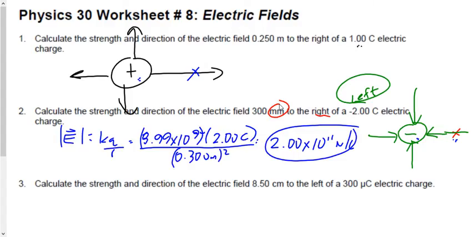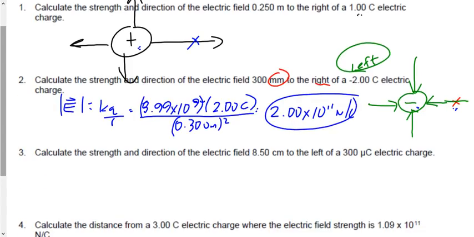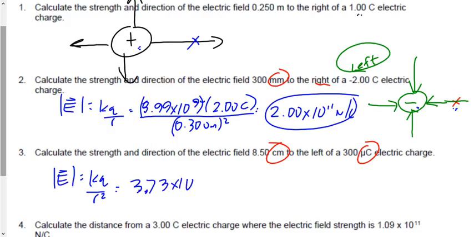Okay, let's take a look at number 3. Similar question again. What's the strength and direction of the electric field 8.5 centimeters to the left of a 300 microcoulomb charge. E is equal to kq over r squared. Q is 300 times 10 to the minus 6. R is 0.085. Then we got to square it. Solve for the value of E, and it works out to be 3.73 times 10 to the 8 newtons per coulomb. Okay, there's my magnitude. Some people would argue that's the easy part of it.